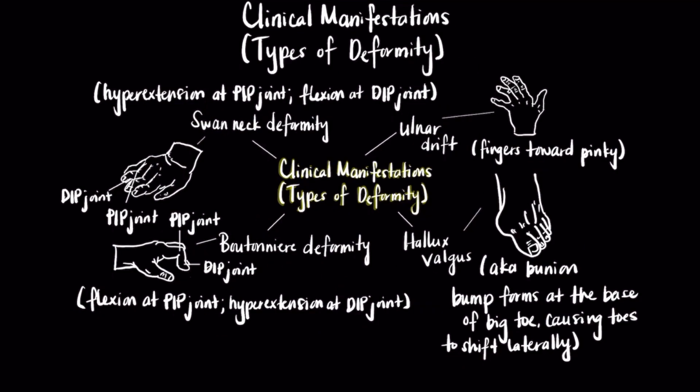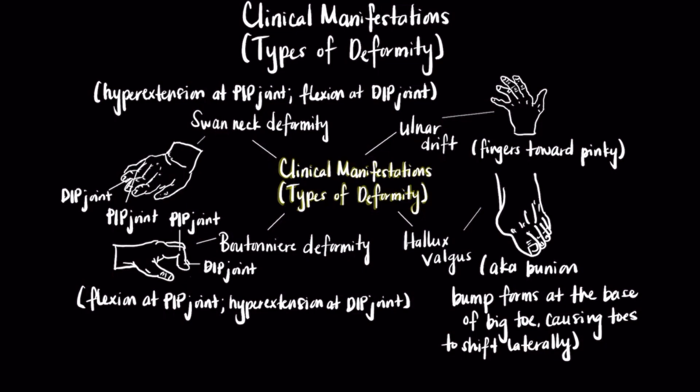So here's a diagram that illustrates the different types of deformity that come with rheumatoid arthritis, starting with an ulnar drift, which basically means the fingers will drift towards the pinky side, which is where the ulnar bone is located. A hallux valgus or a bunion can also be present in rheumatoid arthritis, where there would be a big bump at the base of the big toe.